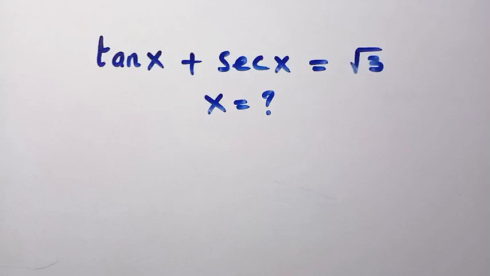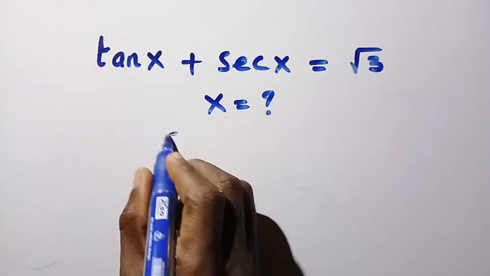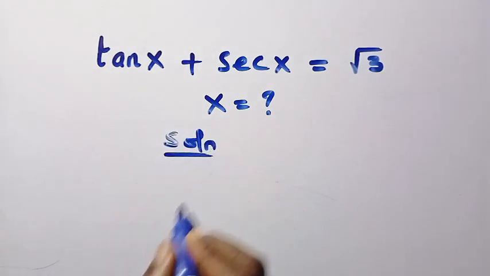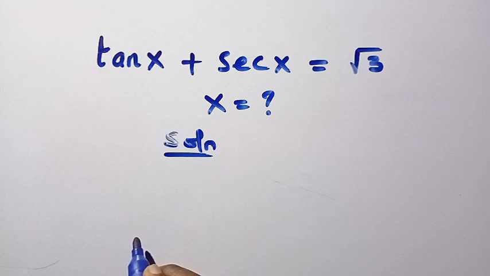How to solve these nice trigonometric equations given that tan x plus sec x equals root 3. And we want to find the values of x that satisfy these equations. So let's start the solution. Here we have tan x plus sec x equals root 3.